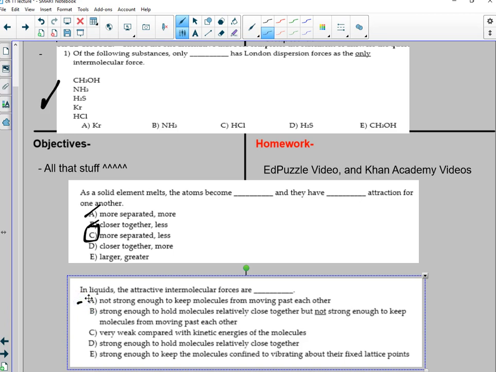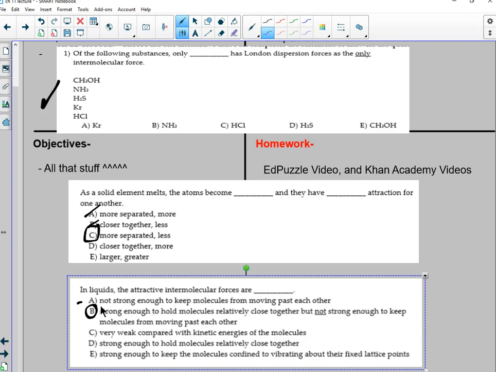B, strong enough to hold molecules relatively close together, but not strong enough to keep molecules from moving past each other. That sounds a lot better, right? So the answer is B, probably. You should always double check. Very weak compared with kinetic energies of the molecules.